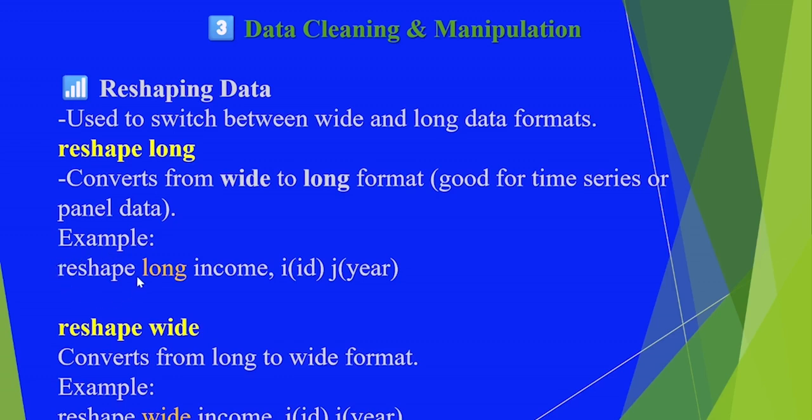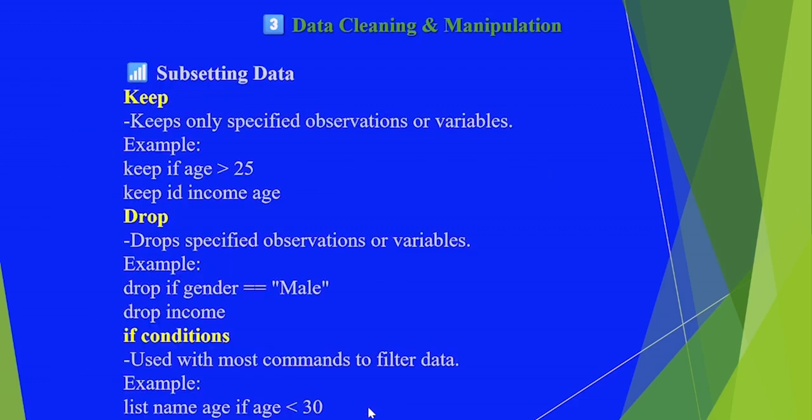So how do we reshape data to long? You just need to issue the STATA command reshape long, for example, reshape long income, i(ID) j(year). And to revert back, we use reshape wide. It will convert from long to wide format. The STATA command is like reshape wide income, comma, i(ID) j(year).